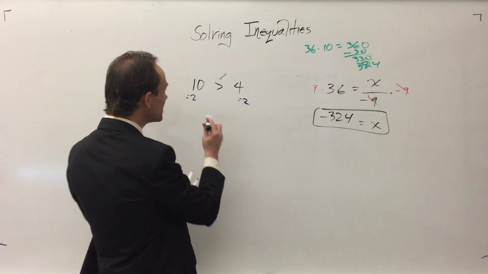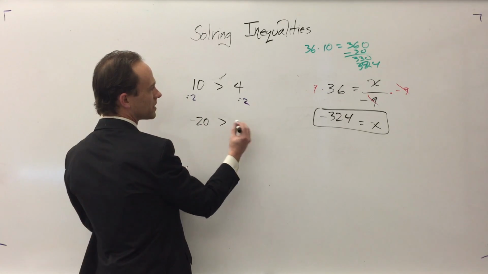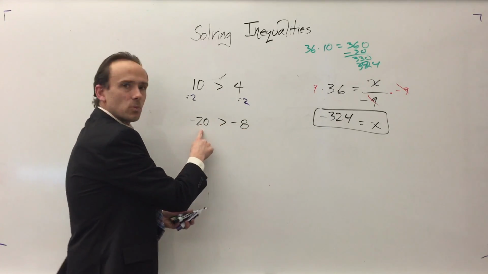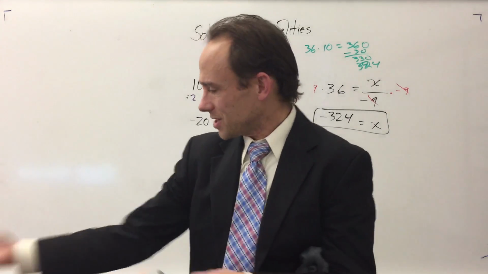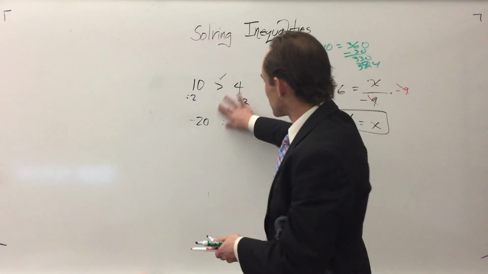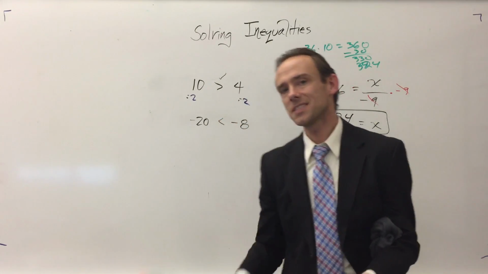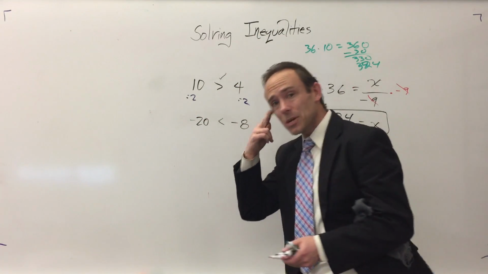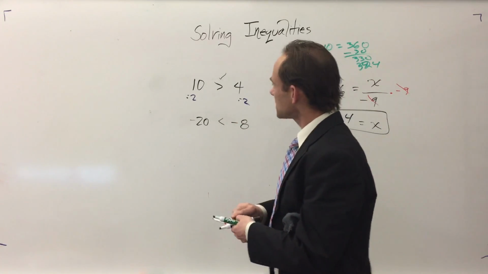Then the result is -20 is greater than -8, but that's not true, because this is more negative than that. When we're dealing with negatives, the one closer to 0 is considered the greater one. So this isn't even true. That's why I've got to flip it. And so I don't have to necessarily remember it. I can just test it and see with my own eyes that I need to flip it. And it's the same with division.